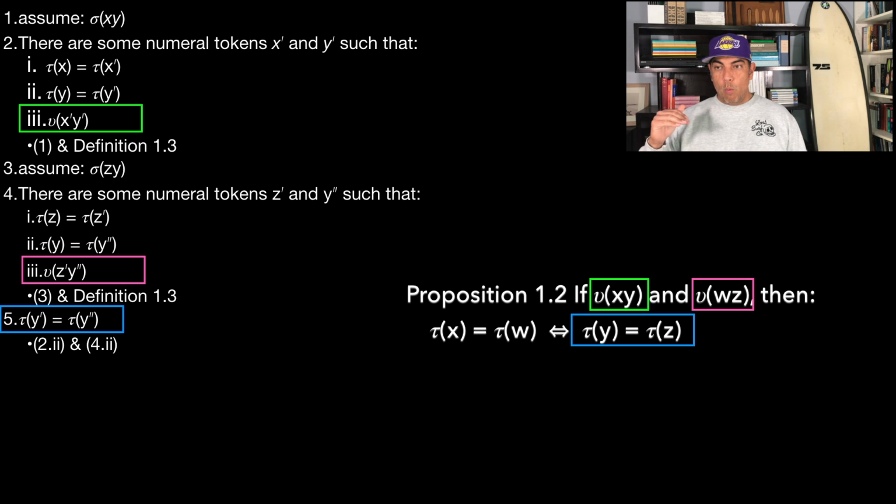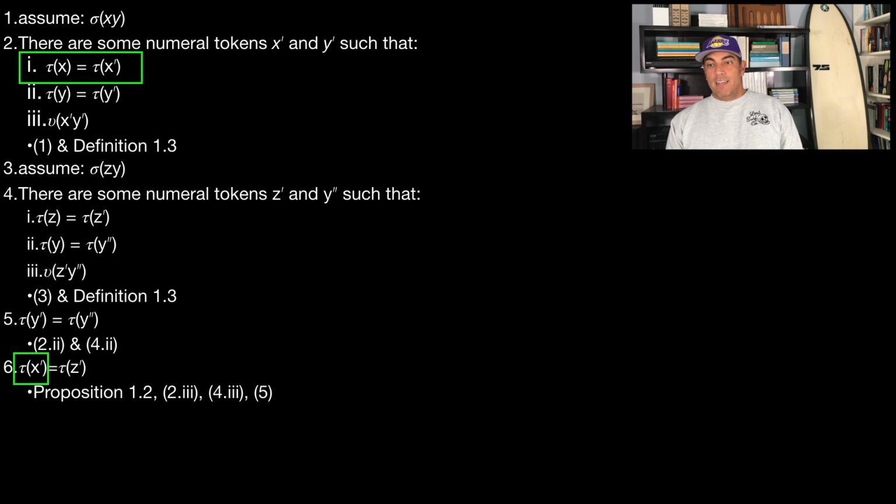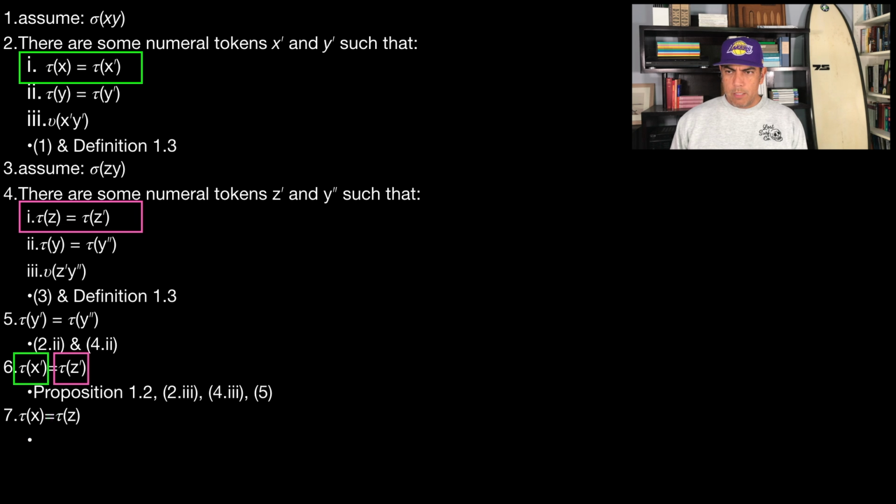We have y prime and y double prime, and they are the same numeral type, right? So it must be the case that x prime and z prime are the same numeral type. Now we have x is the same as x prime, right? And down here in 6 we have x prime. And z is the same as z prime, and down here in 6 we have z prime as well. We said x prime and z prime are the same. Well, that must mean that x and z are the same. They are the same numeral type, right?